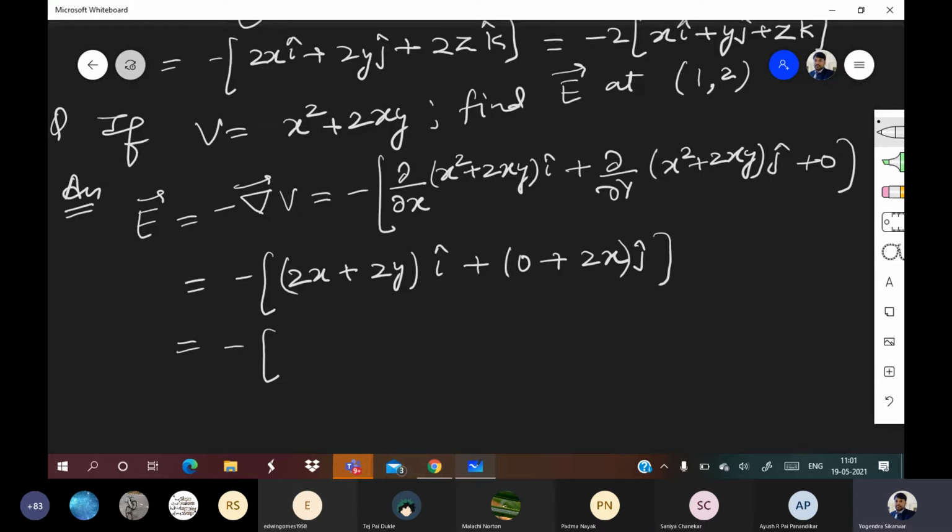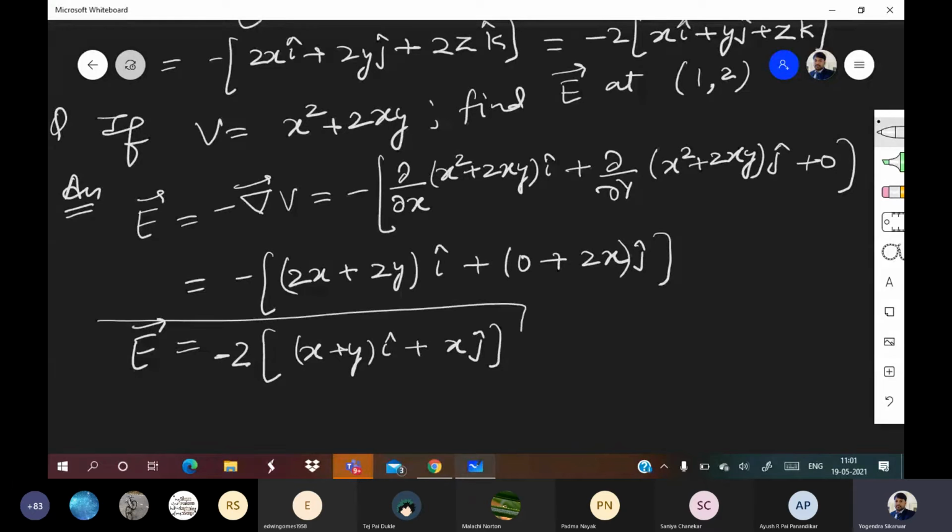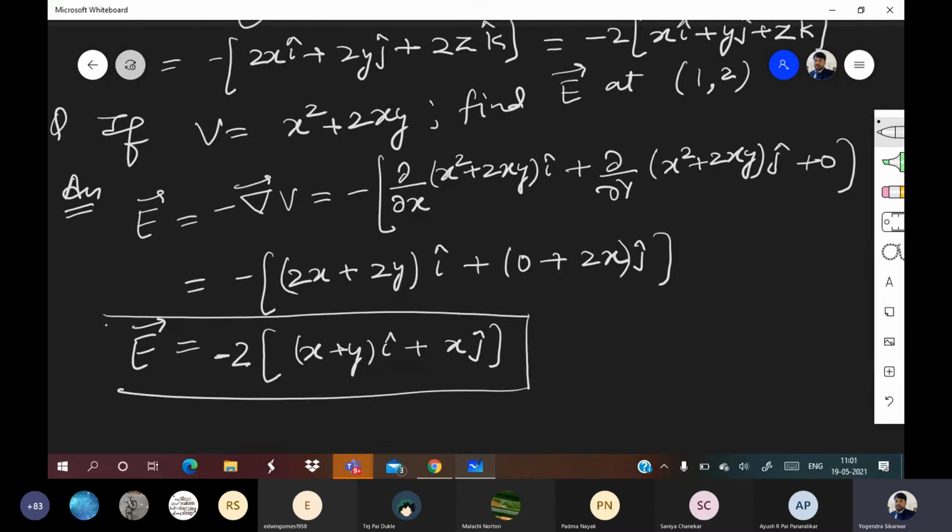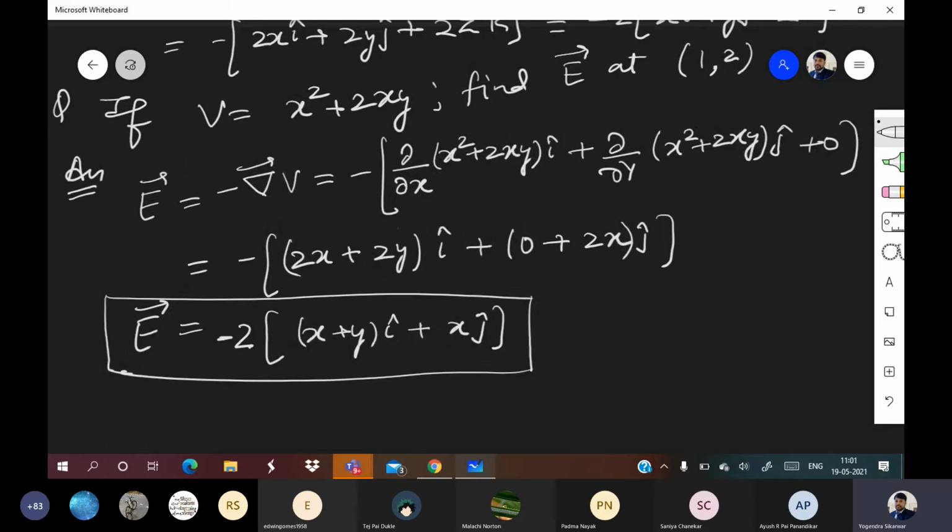So minus is anyway outside. If you want, you can take 2 also outside. So x plus y i cap plus x j cap.